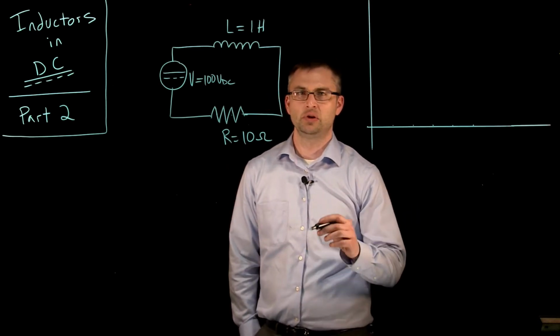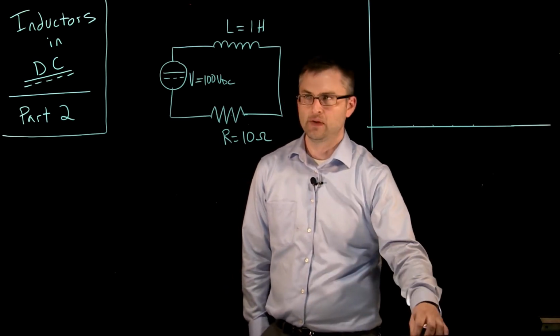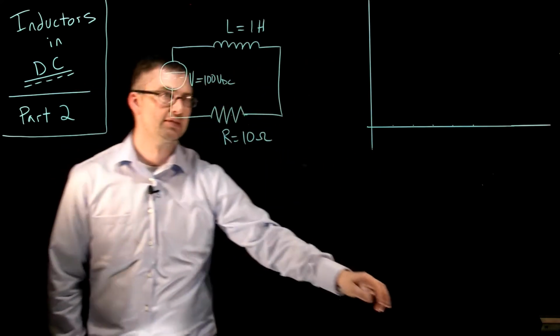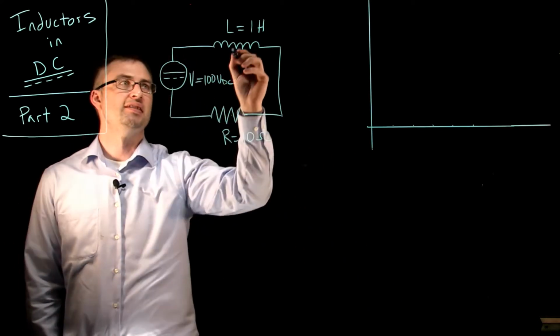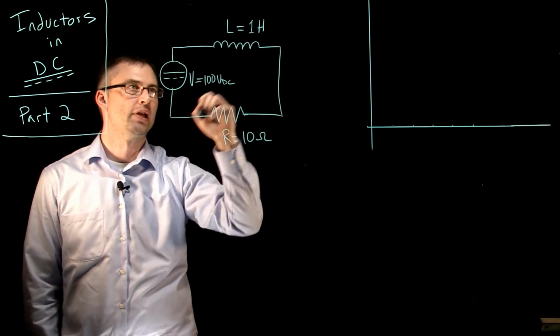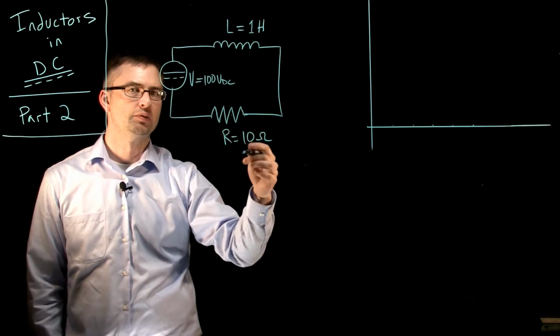In this video, we're going to be looking at how an inductor is going to behave in DC. So, first thing we're going to do is just analyze the circuit, and we're going to notice that this is a 100 volt DC source, and it's connected to an inductor of 1 Henry, an inductance of 1 Henry, and a resistance of the circuit will equal 10 ohms.